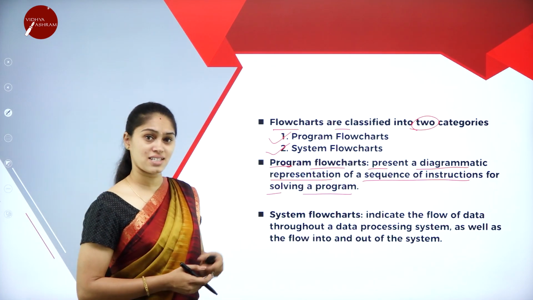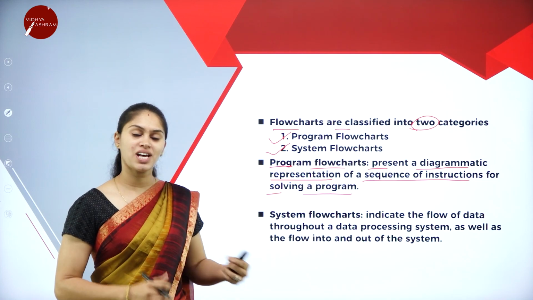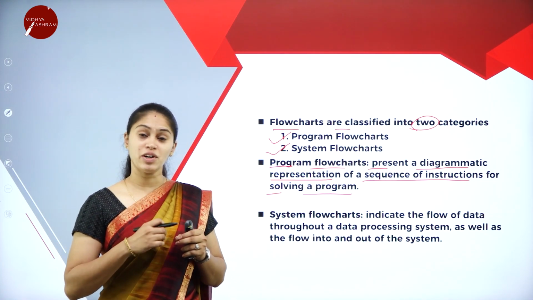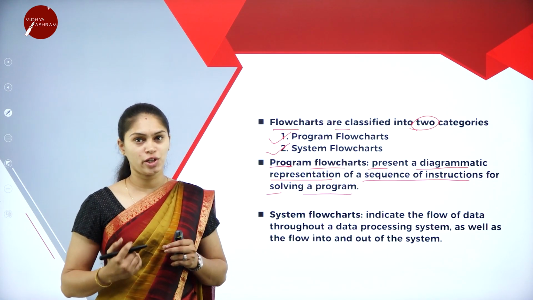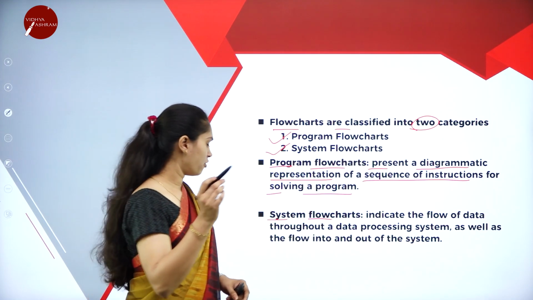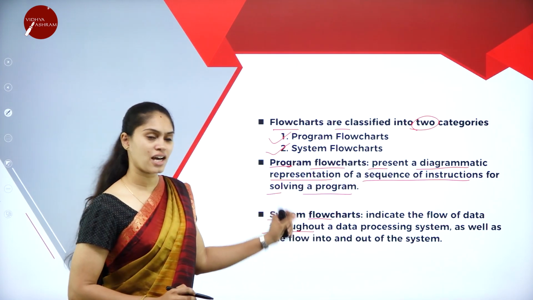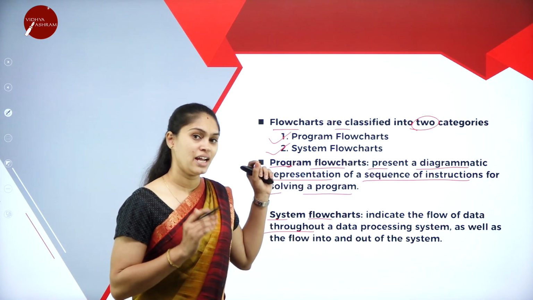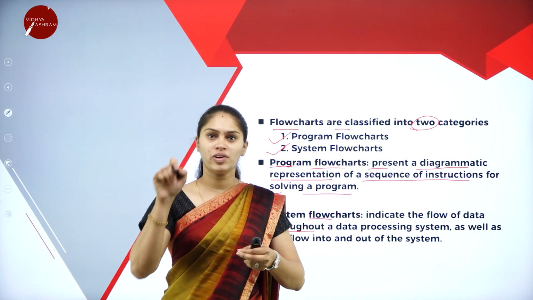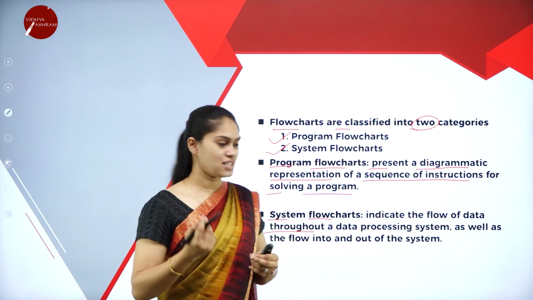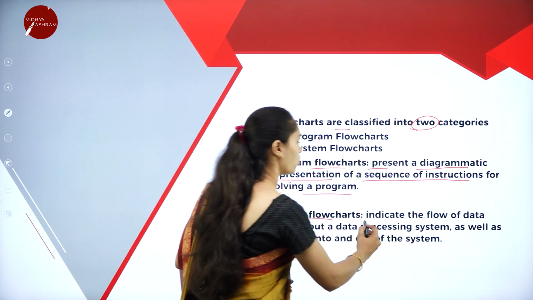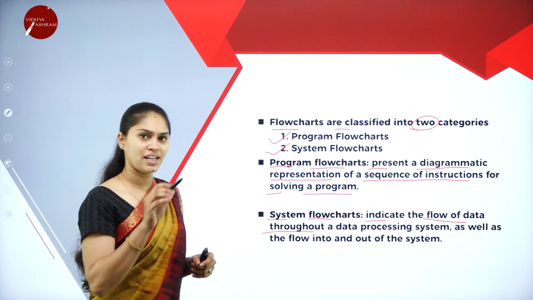Then what about the system flowchart? So in system flowchart, it comprises several programs. That means it will have an overall look at a problem solution. So that means system flowchart will indicate the flow of data throughout a data processing system. So here it is not only concerned about the sequence, it is also concerned about the overall flow of data. So that is regarding system flowchart. That means it will indicate the overall flow of data throughout the data processing.